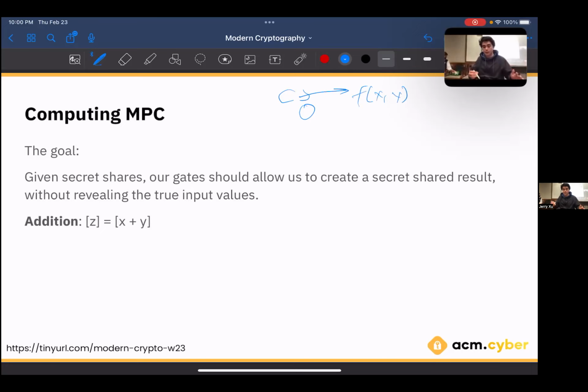And the point is, if everything is secret shared all the way through the middle of the tree, then they can't have any idea what's going on in the middle. They only know their original input and the final output, right?